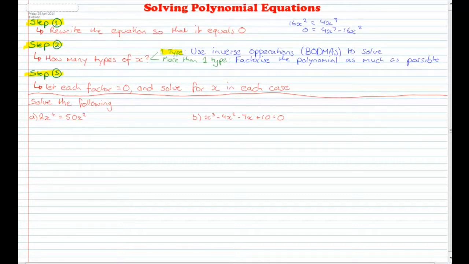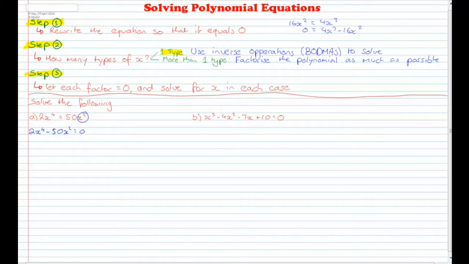So what we're going to do is have a look at the one with the lowest power, that's the x squared here. We're going to move that over to the other side. So you're going to get 2x to the power of 4 minus 50x squared is equal to 0. Now the next step says how many types of x are there? Well, we've got an x to the power of 4 and an x squared.